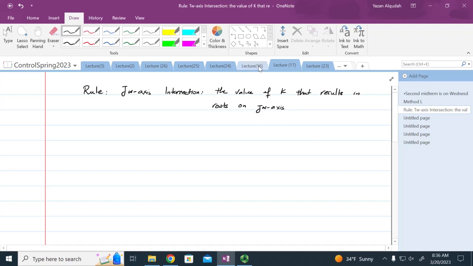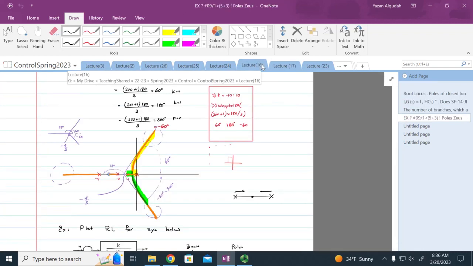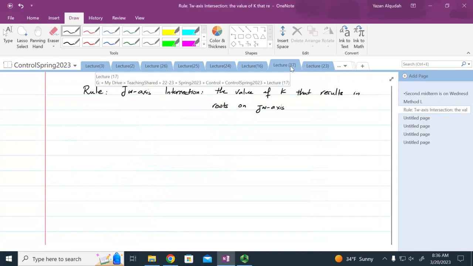So let me explain what we're trying to do. We're trying to find where these branches intersect with the j omega axis. You're looking at me because I'm trying to find this point and this point here. What do you think we can use to find these points?